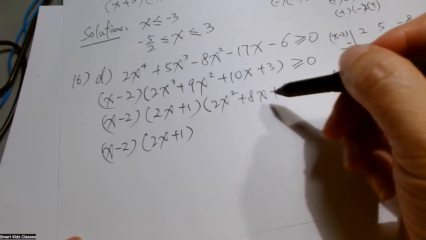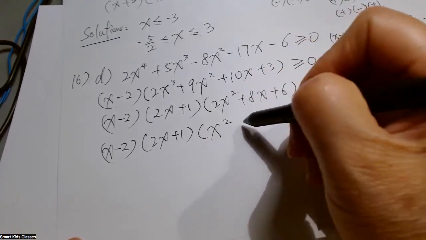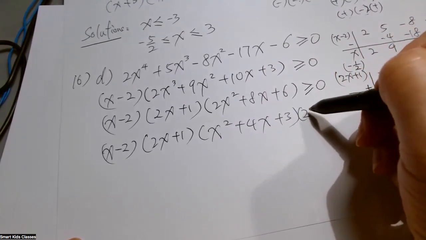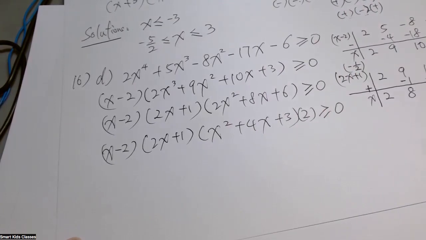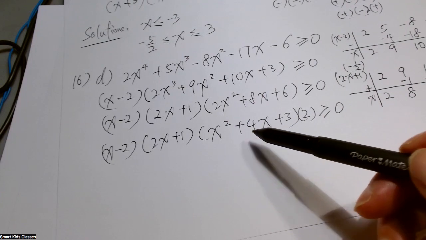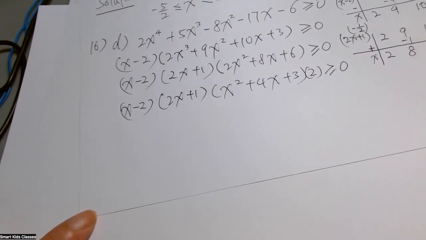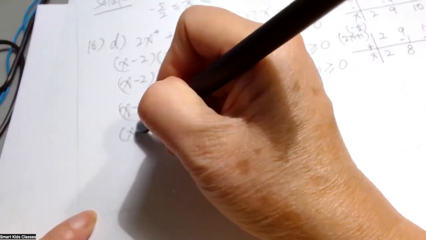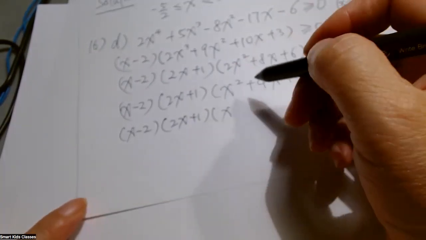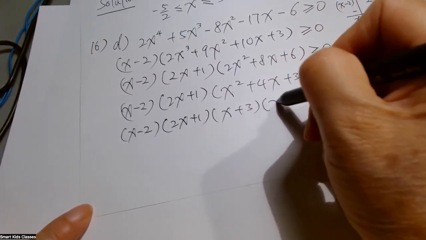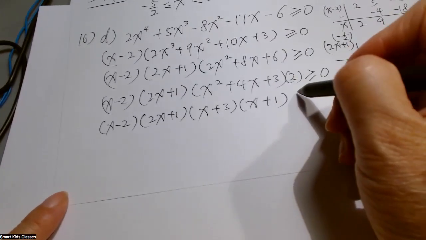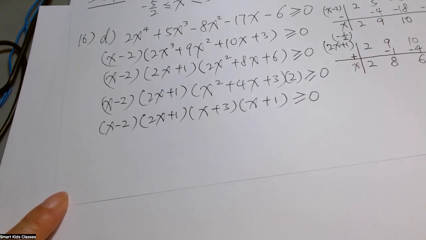Now, if we factor 2, we're going to have an x exponent 2 at 4x at 3 and factor 2. And from here, we can factor 3 times 1 is 3, 3 at 1, you get 4. It's fully factored. So x at 3 times x at 1. The constant number, we don't need to write it. We are not going to use it to test for solution.